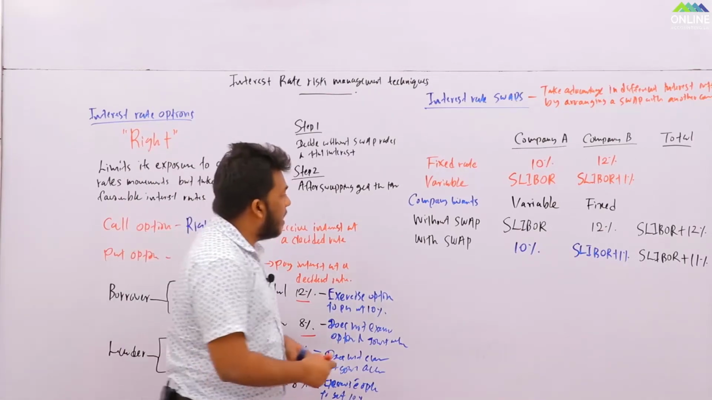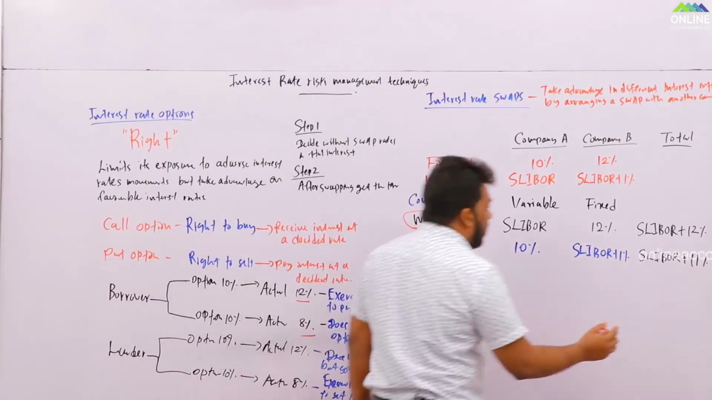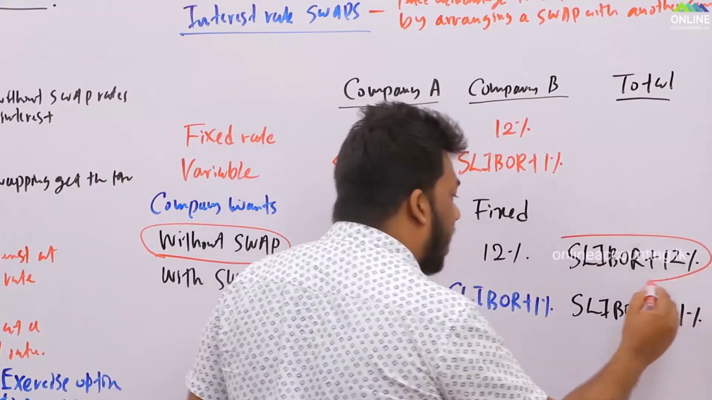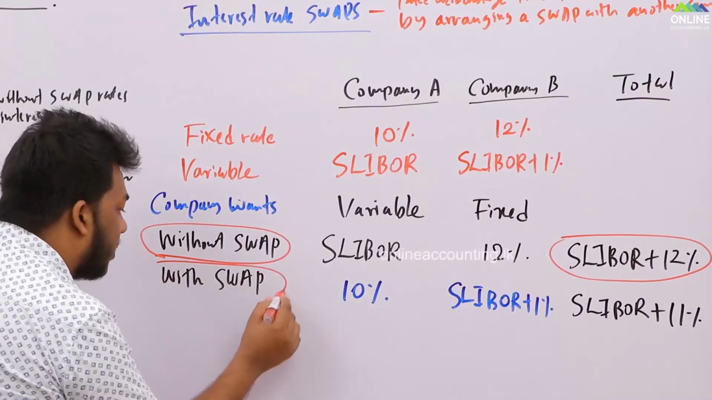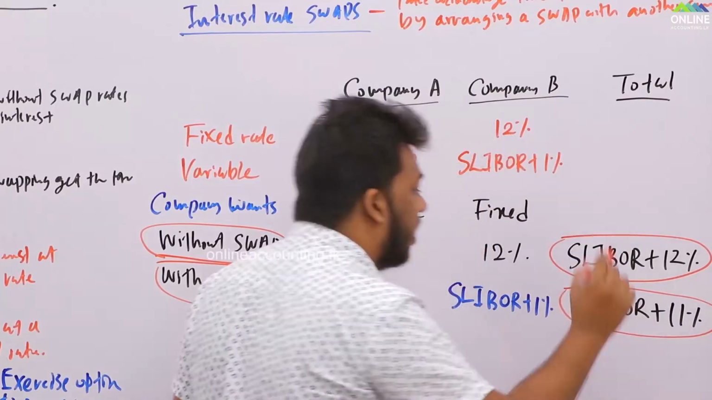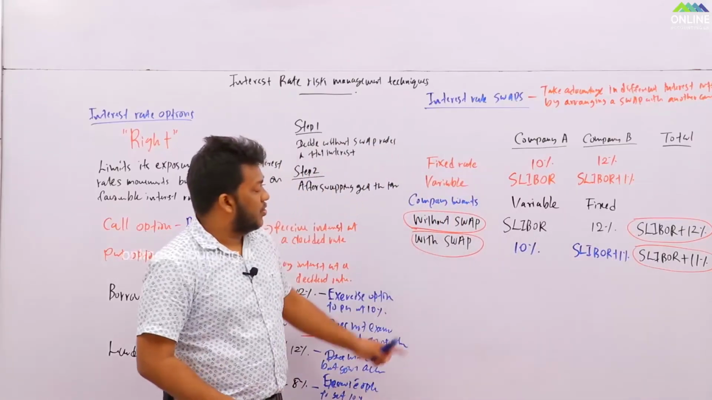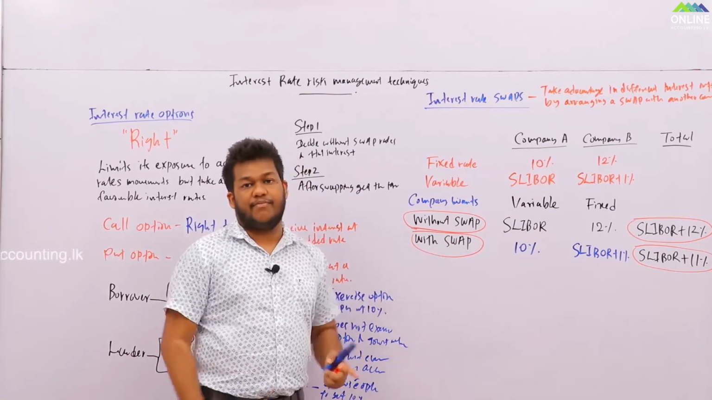If the company is not swapping, without swapping, the total is LIBOR plus 12%. If the company is swapping, with the swap, the total is LIBOR plus 11%. So are you seeing a gain here because of the swap? Yes.